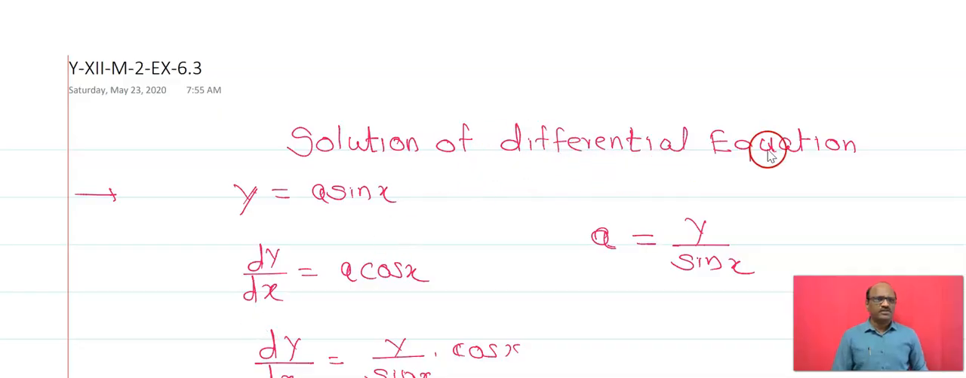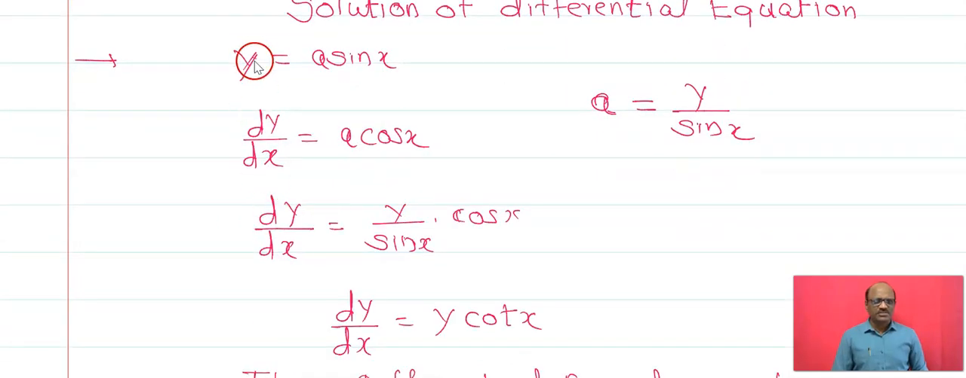Solution of differential equation. y is equal to a sin x, and differentiate this with respect to x. Therefore dy by dx is equal to a, a is a constant, times the derivative of sin x, which is cos x. And that's why a is equal to y upon sin x. Substitute the value of this a in the equation y is equal to a sin x, and then you will get dy by dx is equal to y upon sin x into cos x.